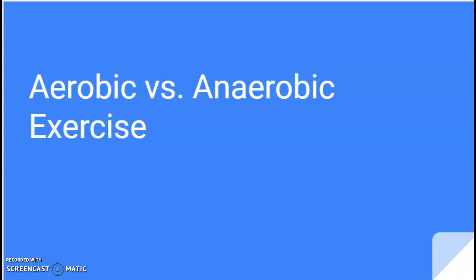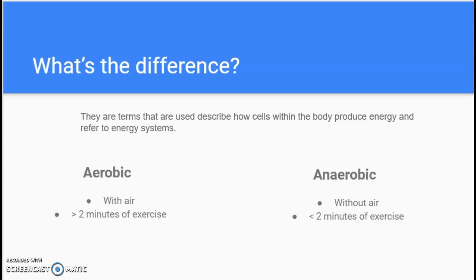Hey everyone, today we're going to be talking aerobic exercise versus anaerobic exercise. So first, what is the difference? All right, so they're both terms used to describe how the cells in your body produce energy, and they refer to the energy systems. So it's a pretty sciencey answer there, but to break it down a little simpler, aerobic just means with air and anaerobic is without air.